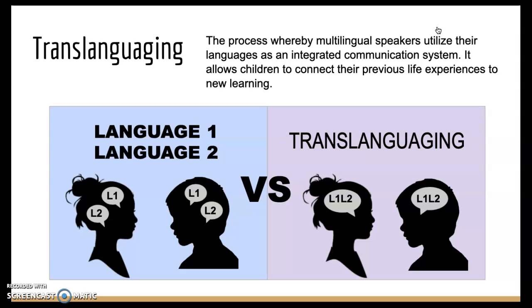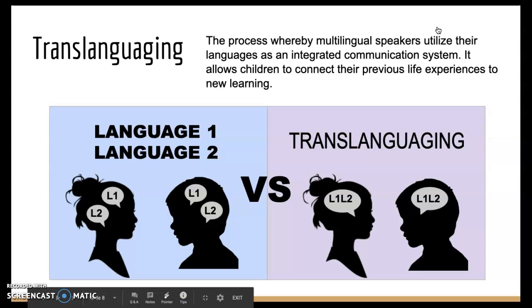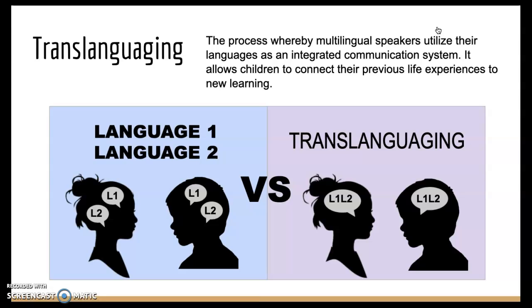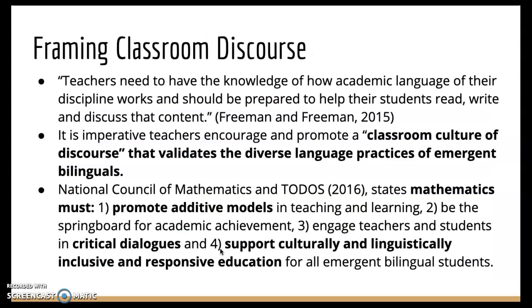Translanguaging is a process where multilingual speakers utilize their languages as an integrated communication system. It allows children to connect their previous life experiences to new learning. So instead of thinking in one language and having to translate it in your head and say something else in English, the student is now thinking and processing in both languages, using their home language knowledge to make connections to what they're now learning, and it all becomes integrated together.